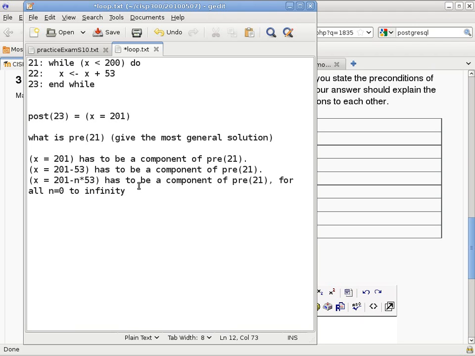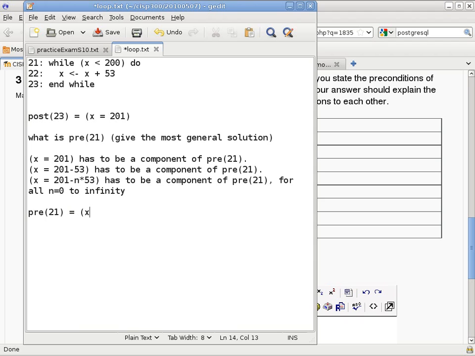In this case, we go out of the loop with x equals 200, and if x goes down, we get 201. Yeah, but I already told you what post 23 is. I told you that it is exactly that. So even if the post condition is that exact and that specific, the precondition of the loop is still infinite in terms of possibilities, because this is a loop and not a conditional statement. I won't ask you a question like that in the final exam.